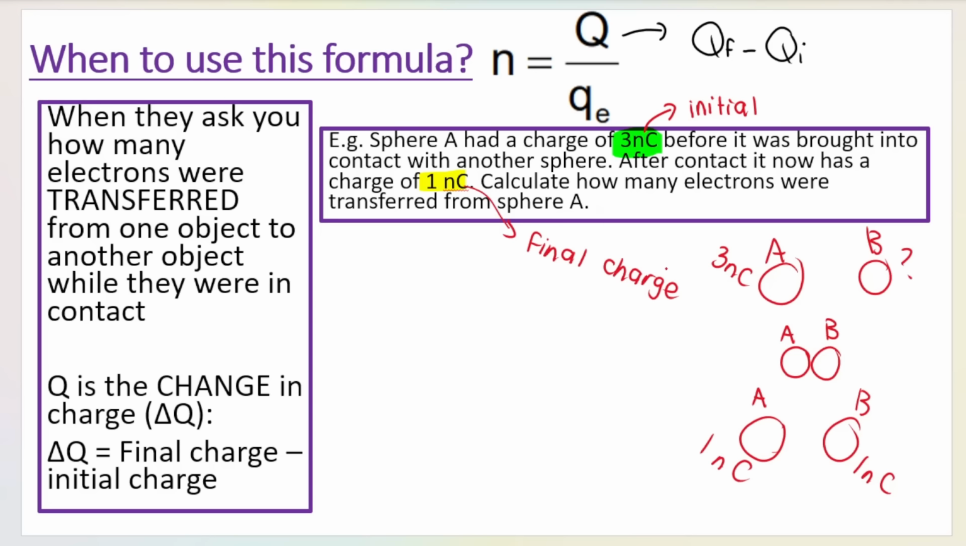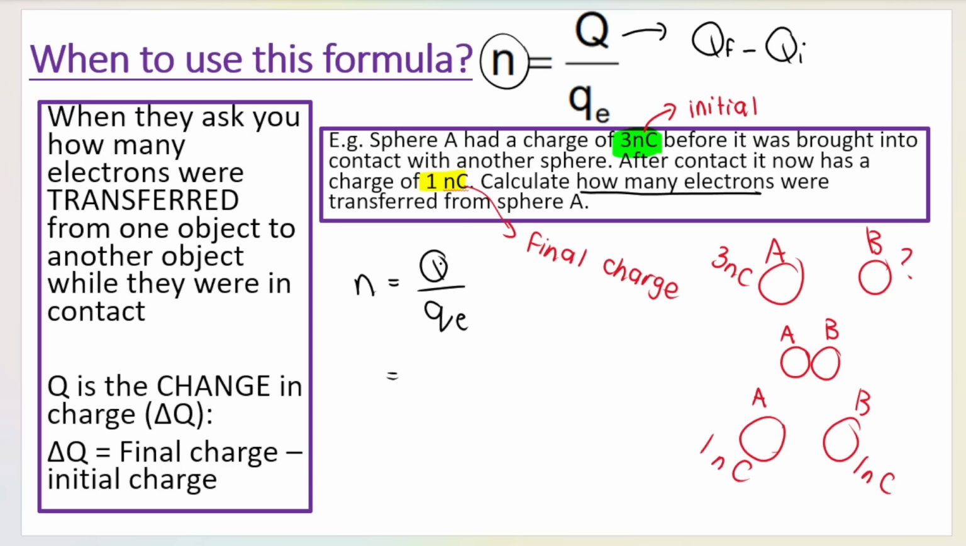Okay. Now, how does this work? How many electrons were transferred to or from sphere A? Remember, we use our formula. We're looking for N. So you write your formula. Always write your blank formula first. Then Q. Remember, that's final charge minus initial charge.